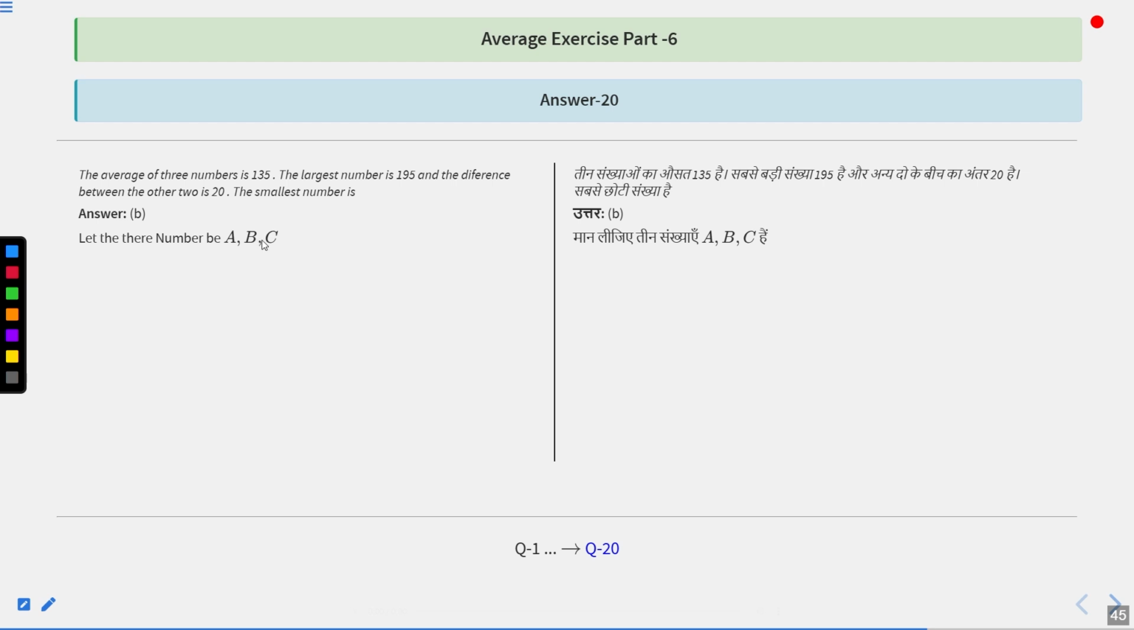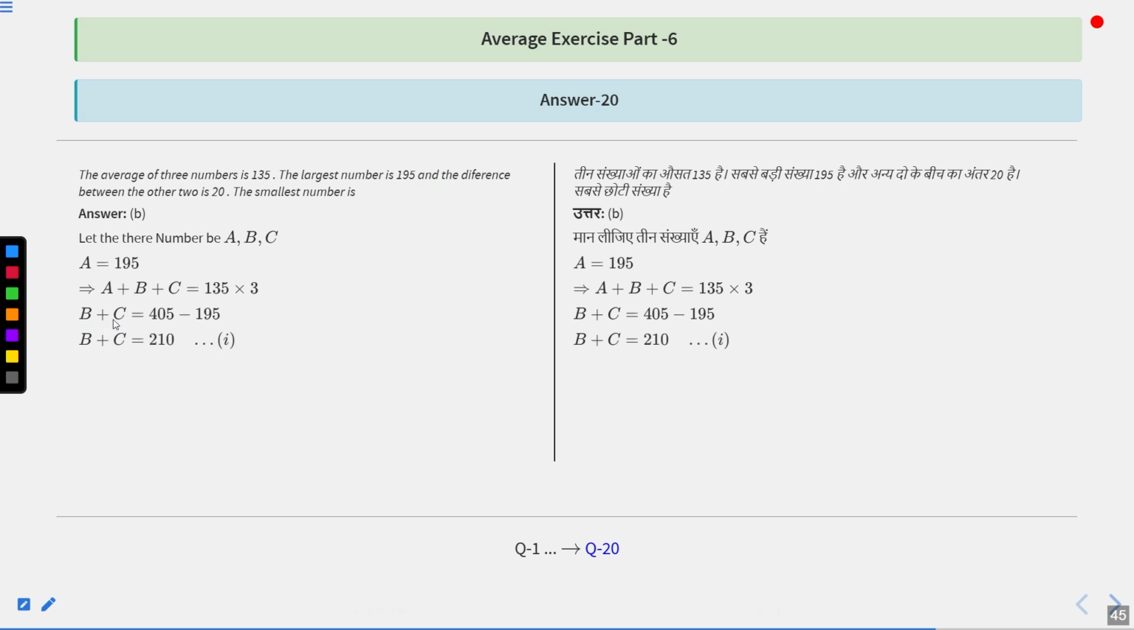Now let the 3 numbers be A, B and C. And now we let the largest number be A, whose value is 195. Clear? So what will be the sum of A, B, C? The average of 3 numbers is 135, so we can multiply by 3. We get the total value of A plus B plus C. Clear? Which is 405. Now the largest number is A equals 195, so we can calculate the value of B plus C. So it will become 210. Clear? And the difference between the other two numbers is 20.